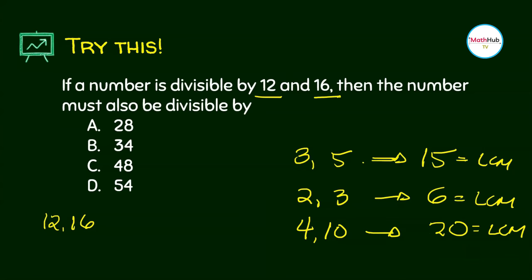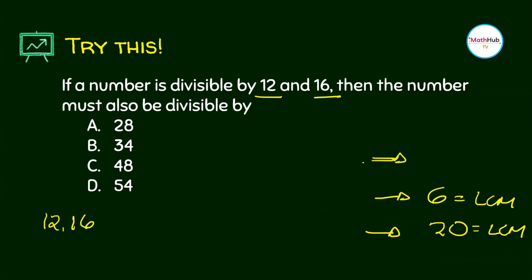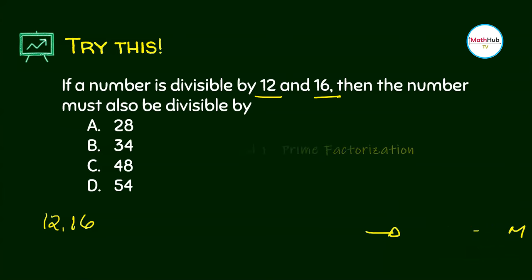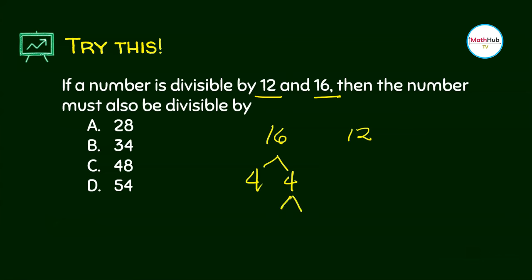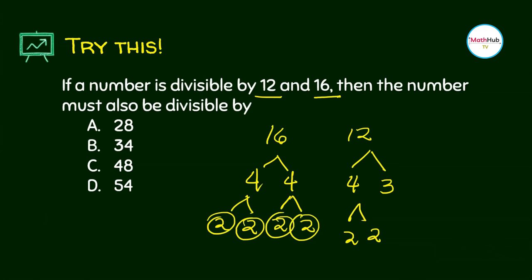There are a lot of ways to get the LCM. One of the ways is by looking at the prime factors, right? So for the prime factors, 16, let's write the prime factorization. This is 4 times 4, but they are not yet prime. So 2, 2, 2. This is 4 times 3, and this is 2, 2. So that means 16 is 2 times 2 times 2 times 2, right? And then 12 is 2 times 2 times 3 here.